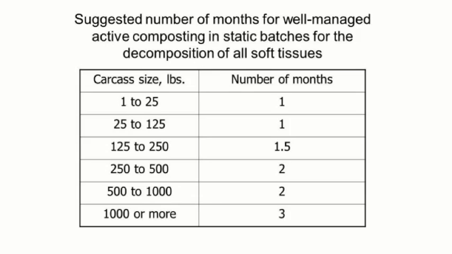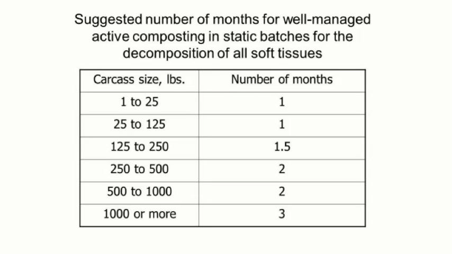What are the suggested numbers a month for a well-managed composting system? And I've shown them here. And this diagram shows that the soft tissue can decompose rapidly, even with a large Holstein cow, and we've done this several times at Michigan State.